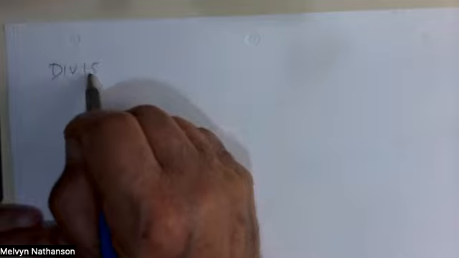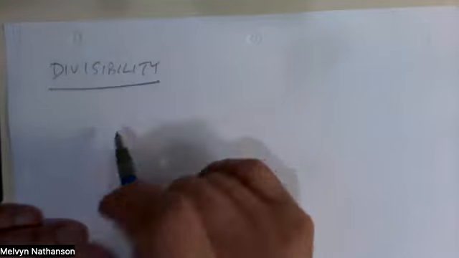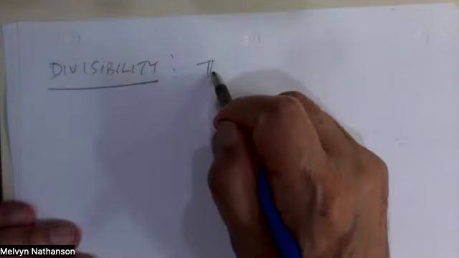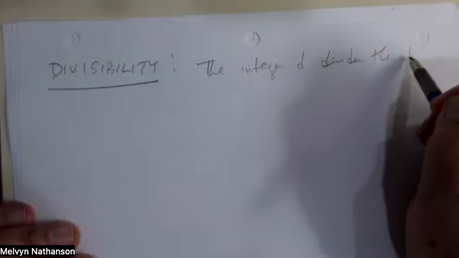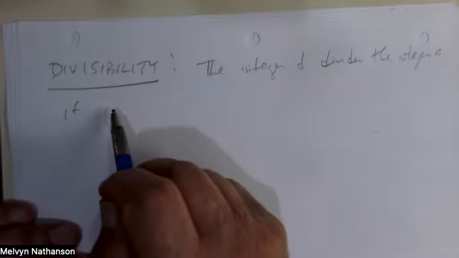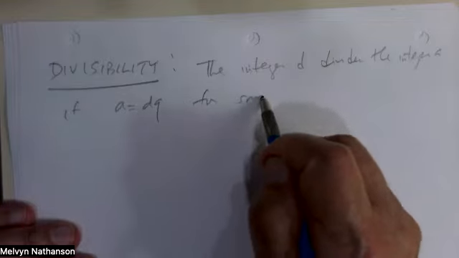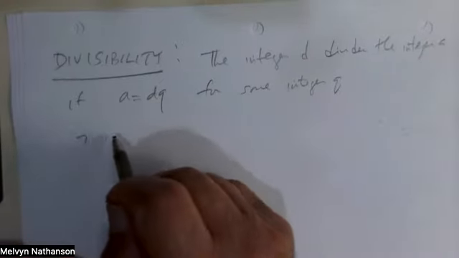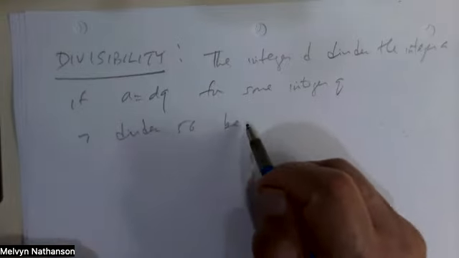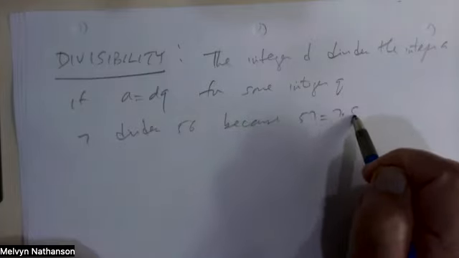Let's talk about a basic property of the integers, which is divisibility. We say that the integer D divides the integer A if A is DQ for some integer Q. So this means D divides A if in the division algorithm the remainder is 0. So for example, 7 divides 56 because 56 is 7 times 8.